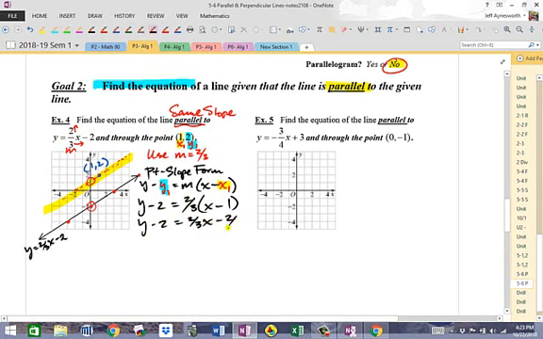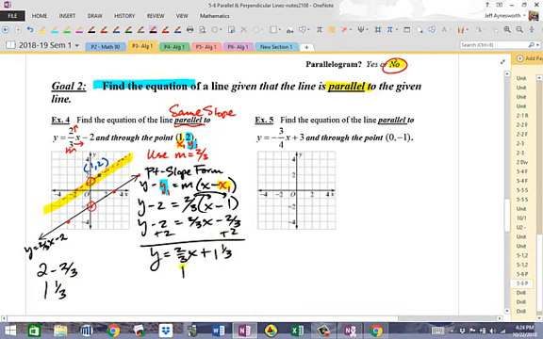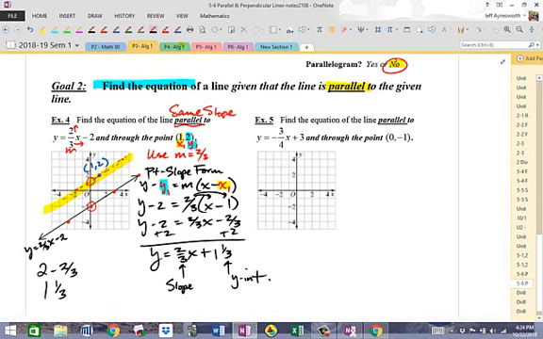Okay, distribute through. y minus 2 is equal to 2/3 x minus 2/3. And you've got to distribute twice, right? Okay, and then I have to add 2. So y is equal to 2/3 x, and 2 minus 2/3 is 1 1/3. So plus 1 1/3. So the slope of the line is 2/3. The y-intercept here is, excuse me, 1 1/3. Okay, I knew it was going to be close to 1, but I didn't know what it was exactly going to be.